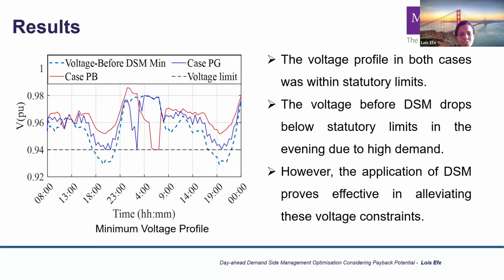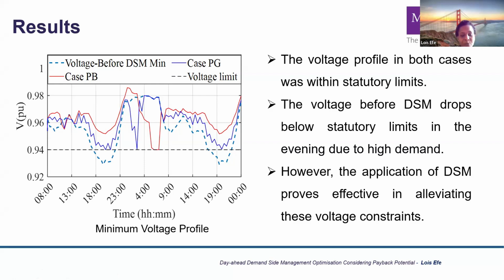One of the performance metrics which I also considered was the voltage profile. So in this slide, we have the minimum voltage profile. We could see that in both cases, case PB and case PG, all the load buses were within statutory limits. But we can also notice that there is a voltage drop before demand side management due to high demand in the network. But the application of demand side management proves effective in alleviating this voltage constraint.